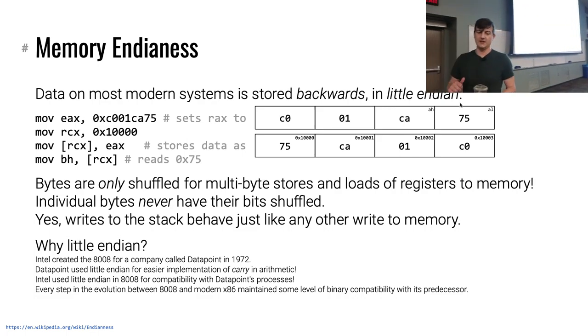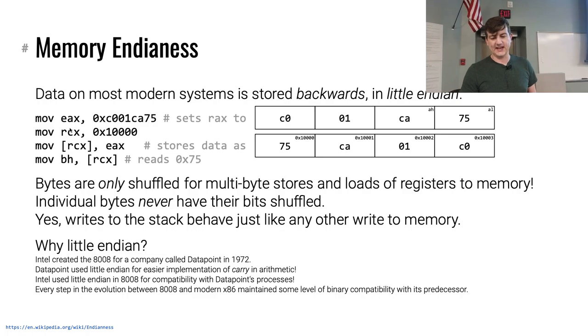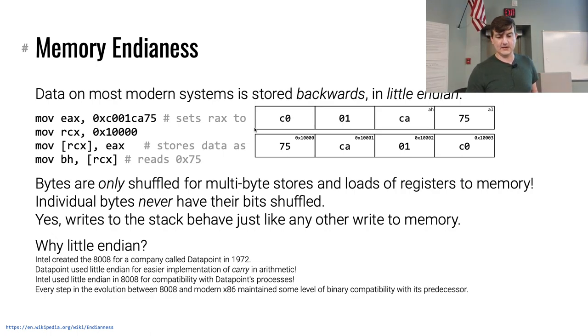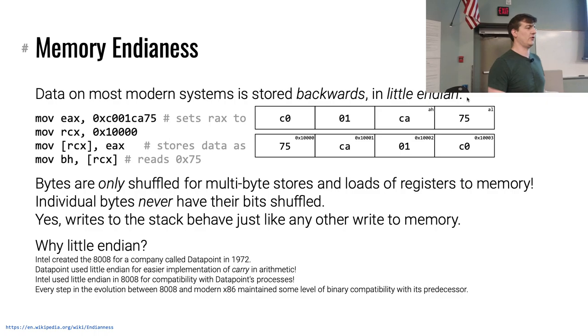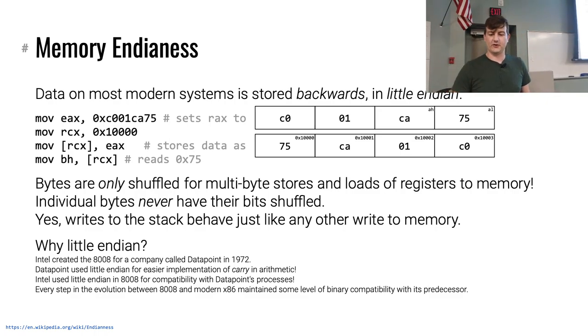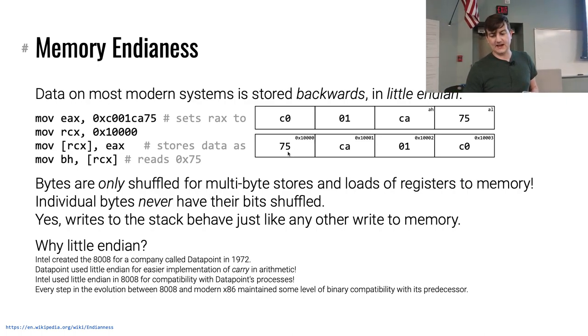So for instance, here we're moving 0xC001CA75 into EAX, 4 bytes into EAX, moving memory address 10,000 into RCX, now storing that value from EAX. And the way we drew it, right, the register EAX has C001CA75, and we wrote it out exactly like that, so C0 would be at 10,000, 01 at 10,001, CA at 10,002, 75 at 10,003. That is big endian format. However, most modern CPUs use a little endian format and flip it around so that it actually stores 75, the lowest byte, at the lowest address 10,000, CA at 10,001, 01 at 10,002, and C0 at 10,003.